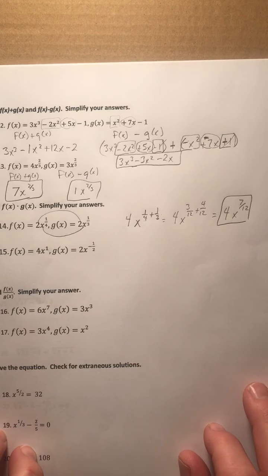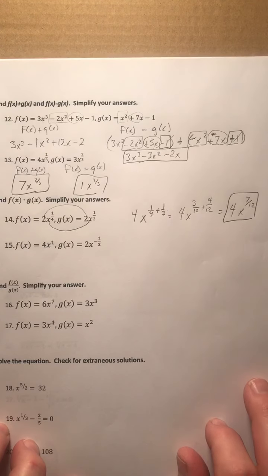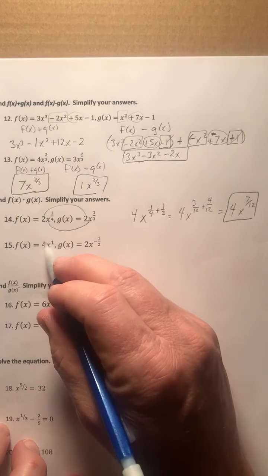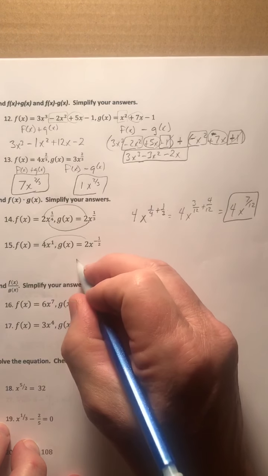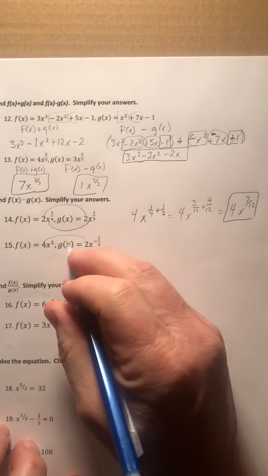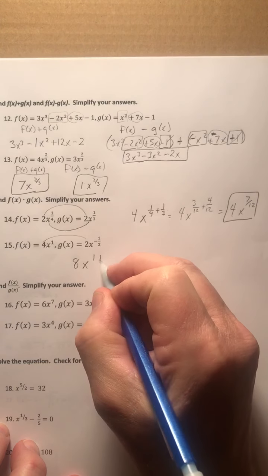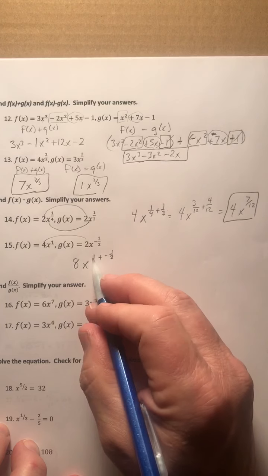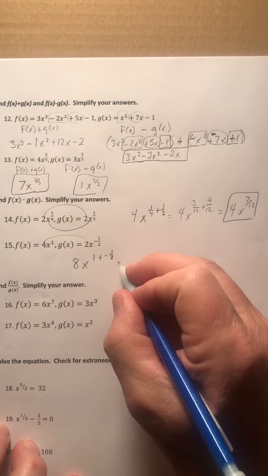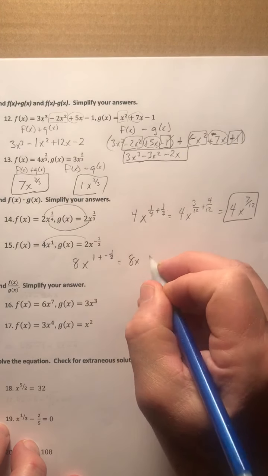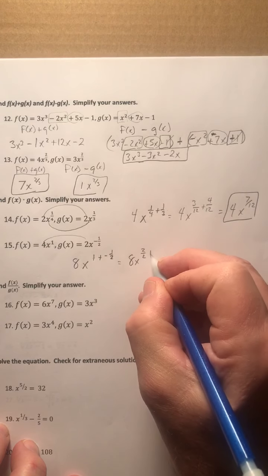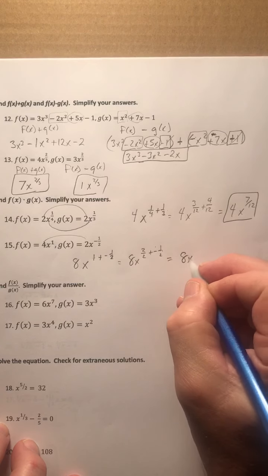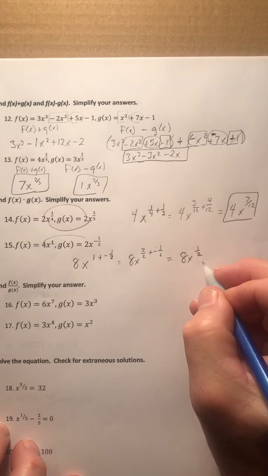I knew that went off screen a little bit. Next, we have multiplying, so 4 times 2 gives us 8, and then x, and then we have 1 plus a negative 1/2. So again, we need a common denominator, so that just means we'd have to make that 2/2. So I got 8x to the 2/2 plus a negative 1/2. So I get 8x to the 1/2.